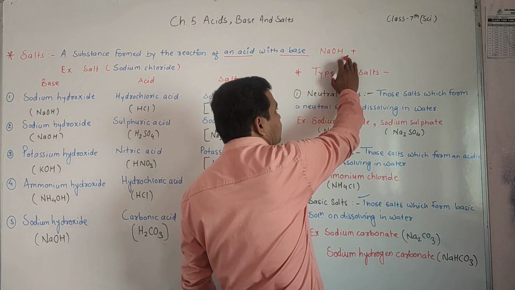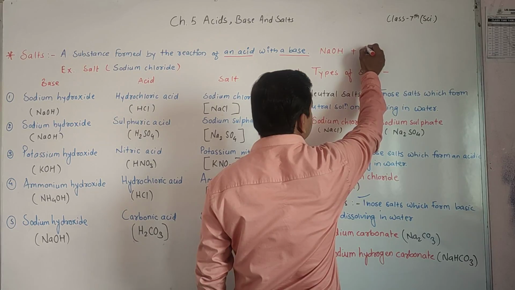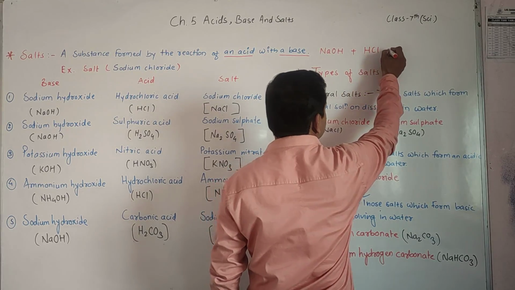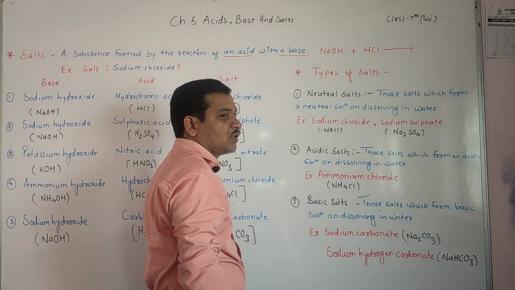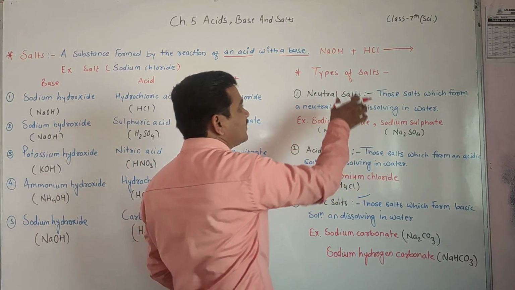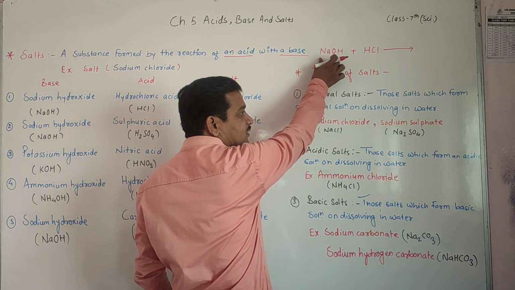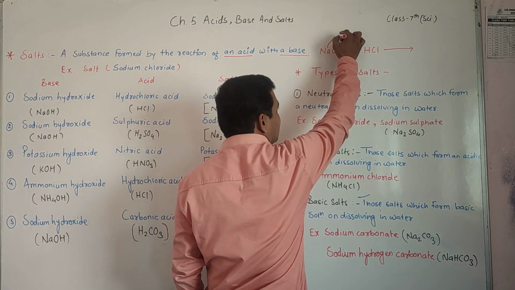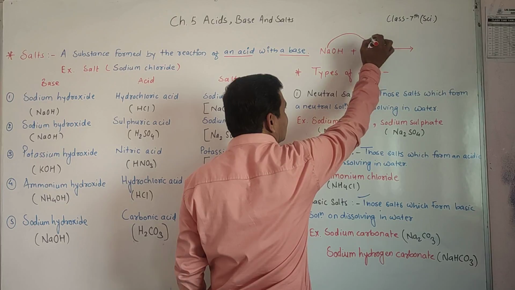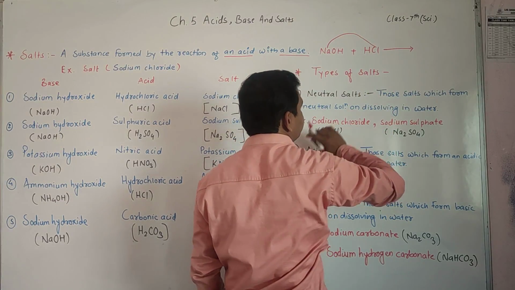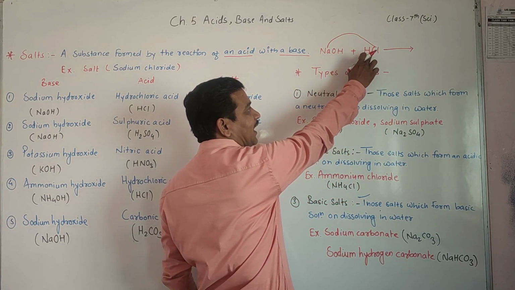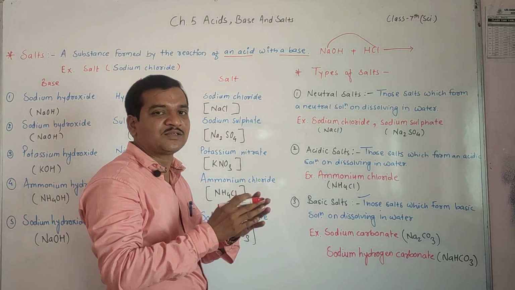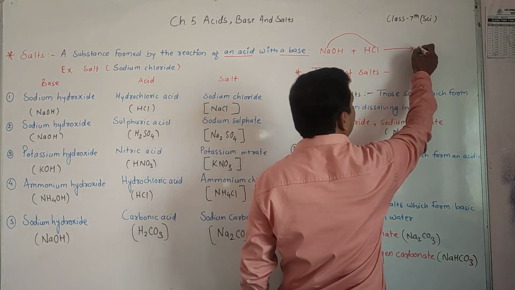So sodium hydroxide, NaOH, plus hydrochloric acid, HCl, it gives. Now what happened during this reaction? This is the base. NaOH is the base, HCl is the acid. So this Na and Cl combine with each other. What happens? Na and Cl combine, okay, to form NaCl.